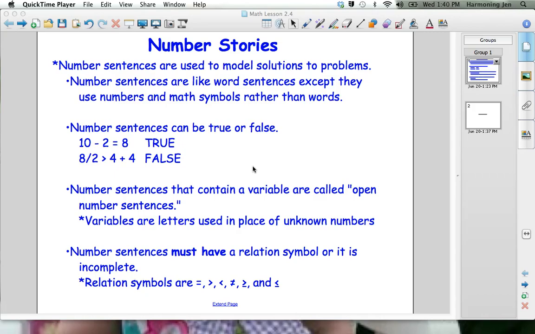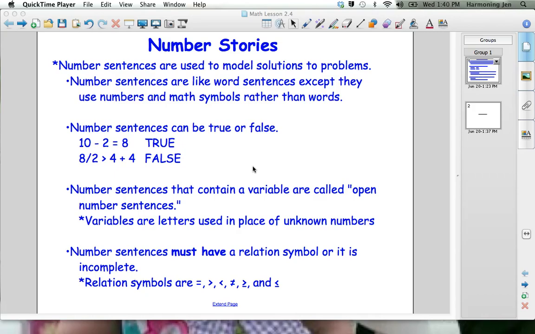Take out your notebook and get ready to copy down these words into your notebook. Now, this is a new page, so wherever you finished your subtraction stuff, you're going to go to the top of the next clean page, and your title is Number Stories. So write the title Number Stories at the top. Number sentences are used to model solutions to problems.